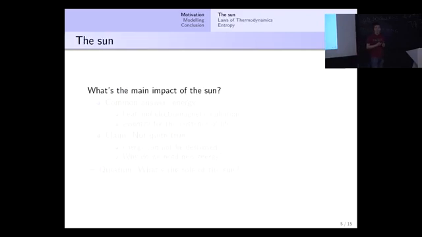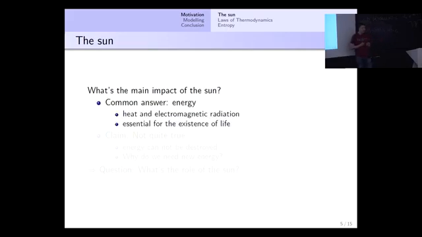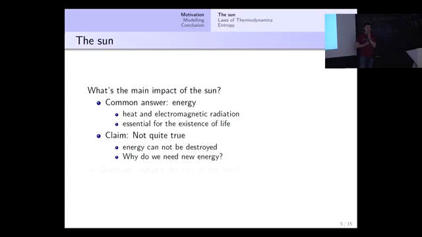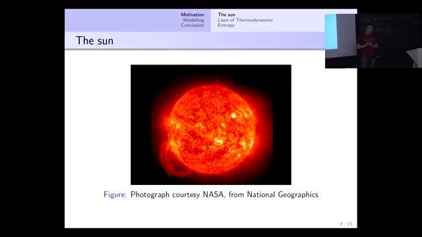So, okay, what's the main impact of the sun? A common answer: energy or heat, because this is what the sun provides so that life can exist. And yeah, my claim is that it's not quite true, because energy cannot be destroyed. So why do we need new energy from the sun? The question is, what's the role of the sun in the solar system, and especially for us and for the Earth? So yeah, a nice picture of the sun by NASA, which I found in National Geographic.